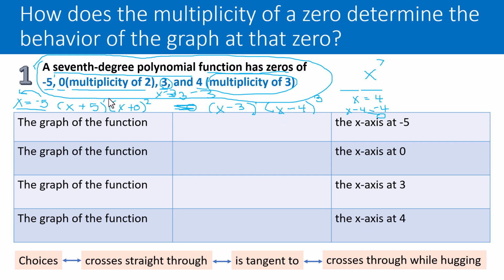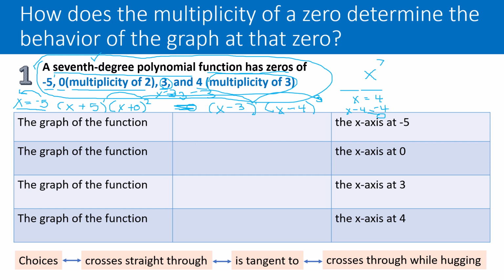So let's see, let's add all those up. 1, 2, 3, 4, 5, 6, 7. So I'm just checking to make sure that I did all that right. Yes, it is a 7th degree polynomial. If we multiplied it all out, we would have a function that met all of those requirements.